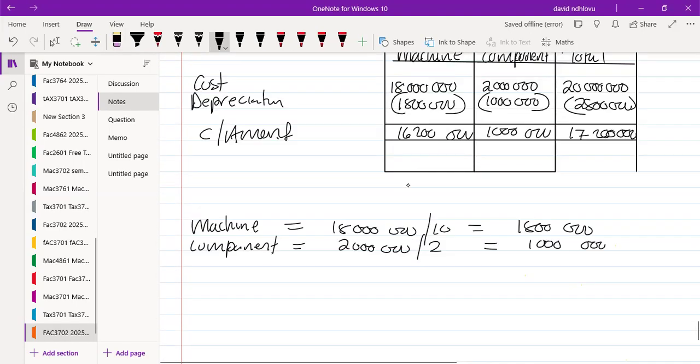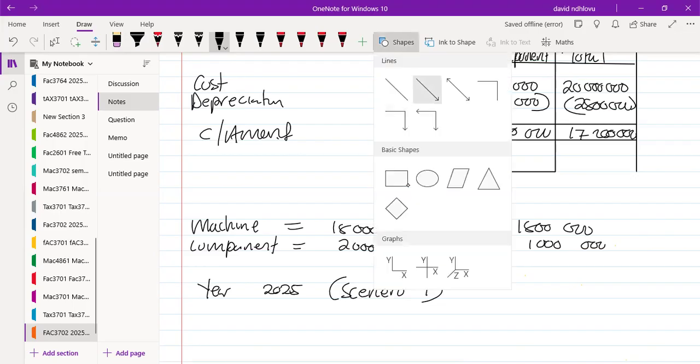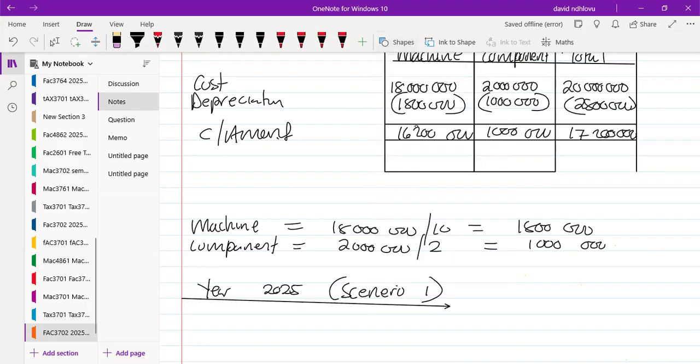Let's go to year 2025. Now we have scenario number 1. Under scenario number 1, let's say that the component was replaced as planned at the end of year 2.